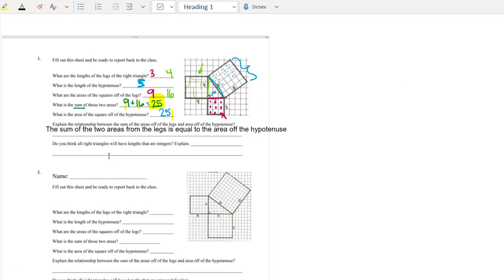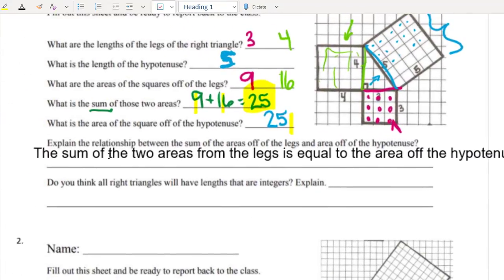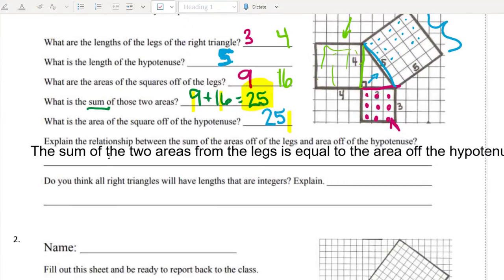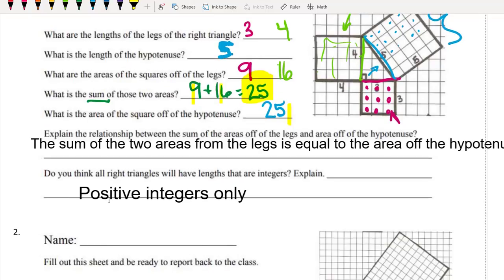Do you think all right triangles will have lengths that are integers? Explain. Okay, so you have to think about, what does an integer mean? What is an integer? It's all the whole numbers and their opposites. Will right triangles have lengths that are integers? So what do you think about that? All right, so there we go.